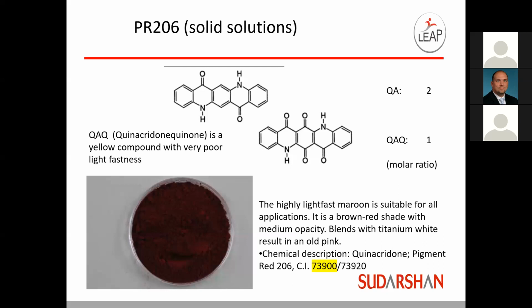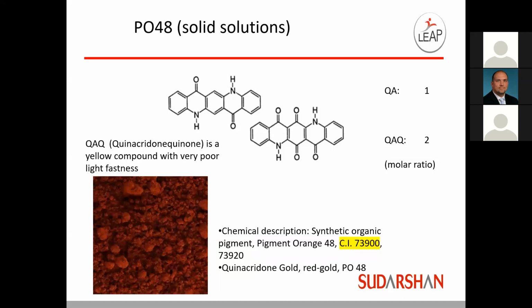Now, if we take these same two ingredients, the quinacridone and the QAQ, but flip-flop the molar ratios from 2-to-1 to 1-to-2, then we create the Pigment Orange 48, which is a very nice gold, the red gold type of an orange pigment. So similar composition, using the same ingredients, but just changing the molar ratio, we generate a new solid solution in color index name Pigment Orange 48.